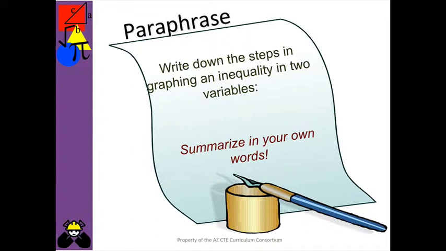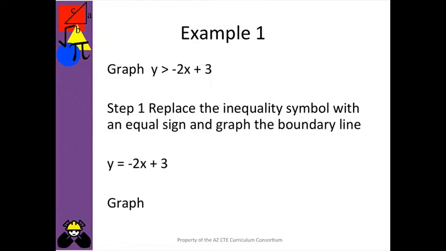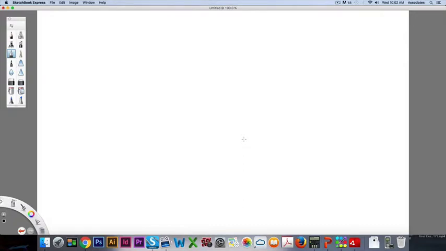Welcome back. Here's example number 1. Y is greater than negative 2x plus 3. So step number 1 was to replace the inequality symbol with an equal sign and graph the boundary line. So let's go ahead and go to our slate and let's see what we've got here. We've got y is greater than negative 2x plus 3.